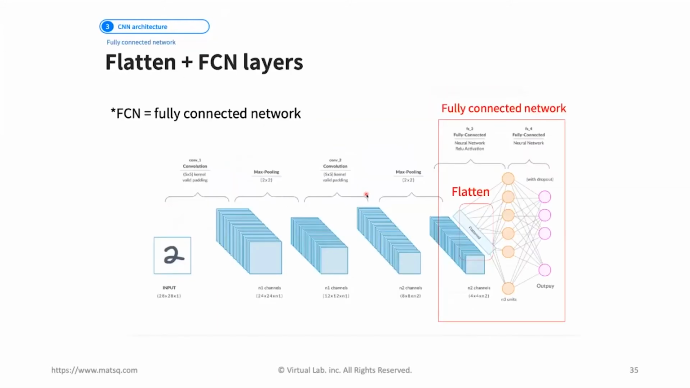Last part, flatten. Flatten is a kind of concatenation. For example, there is 112 by 112 by 64, and it's going to be flattened. It will be just 1D, simple, like this kind of flattened value. This is very simple, right? Just concatenate all together and make a one-dimensional array, and then feed it to the fully connected network.